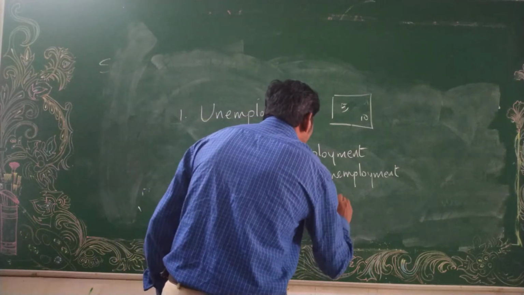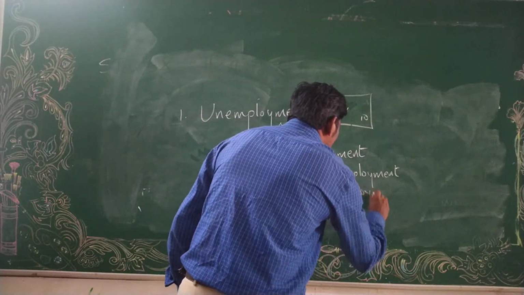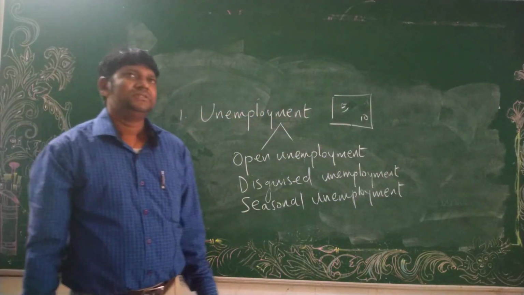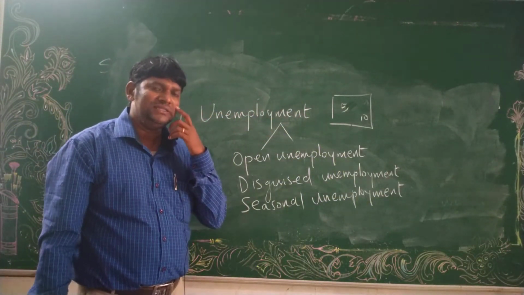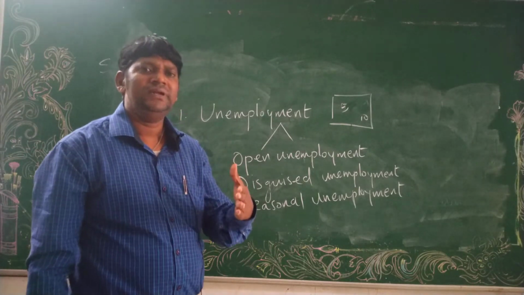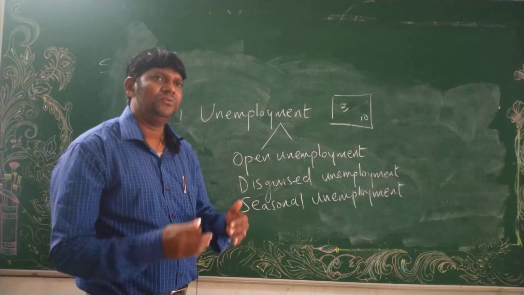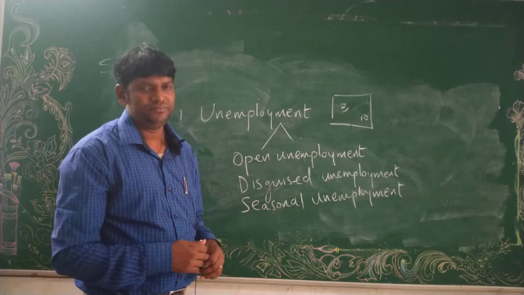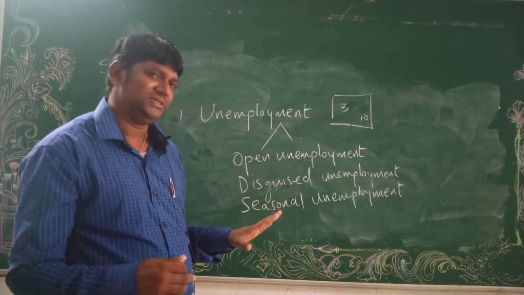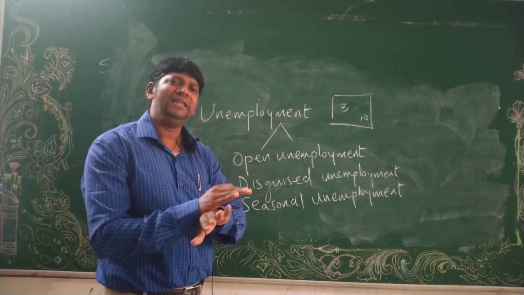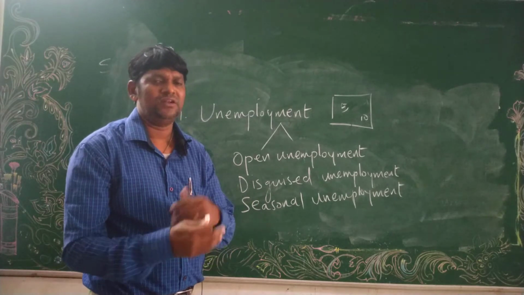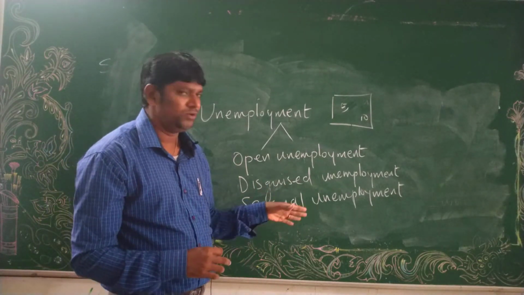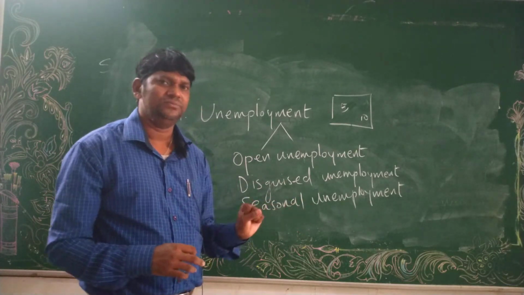Number 3 is seasonal unemployment. If you take agriculture for example, they work in a field for 6 months. Once the monsoon season is over, they don't have any job. They have only seasonal work, 6 months of work, and for the remaining 6 months they don't find a job. They are out of a job and remain idle. That's called seasonal unemployment. Only season-wise they have a job.